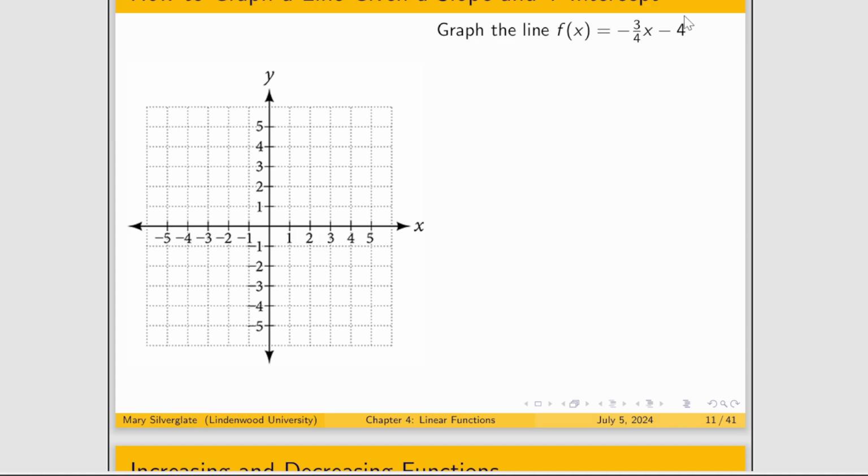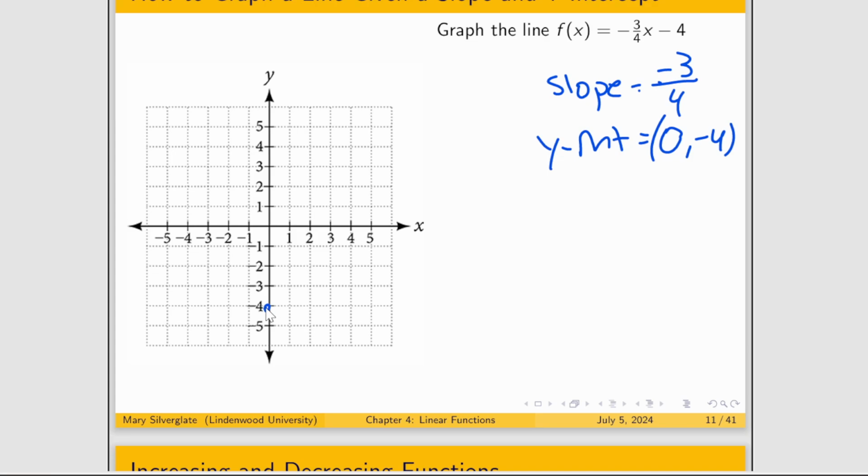Go ahead and try to graph the same line that we identified the slope and intercept of earlier. So remember, the slope was negative 3/4, and the y-intercept is 0, negative 4. Go ahead and pause this video and see if you can graph this yourself. It's okay if it's just a sketch on a piece of notebook paper, and then compare with what we get.